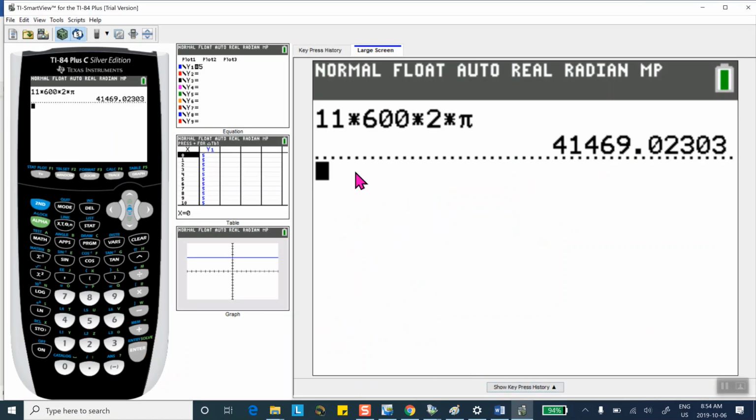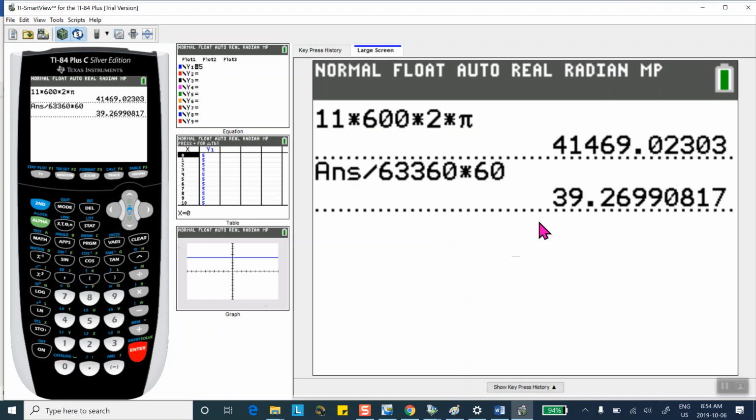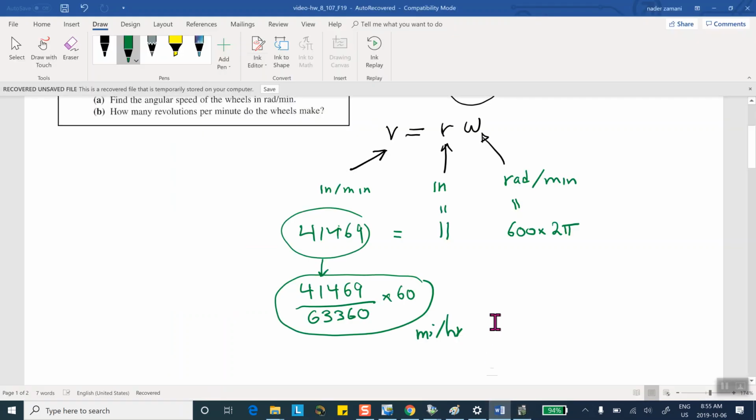So this is divided by, what was that, 63360, and then we have to multiply it by 60 to turn it into hours. 60, and this is 39.267 miles. So 39.267.